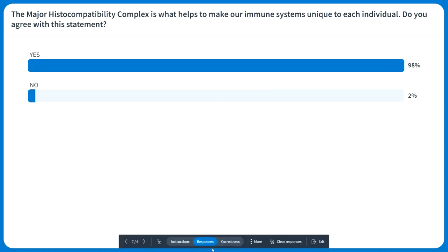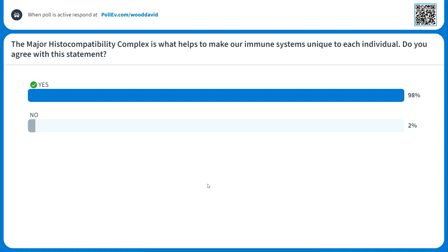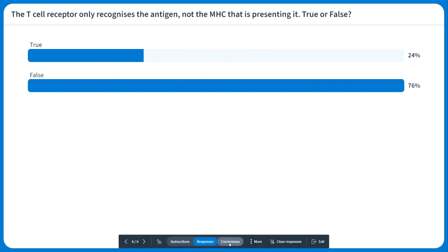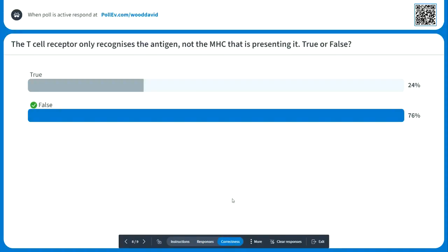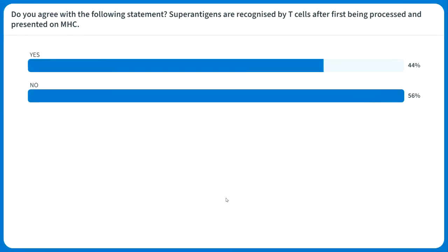And then in terms of the major histocompatibility complex, the MHC is what makes our immune system unique to each individual. Do you agree with this? Yes, it is. It's what gives us that unique kind of fingerprint, as it were. And then, the T cell receptor only recognizes antigen, not the MHC. That is, of course, false because it's recognizing the MHC as well.